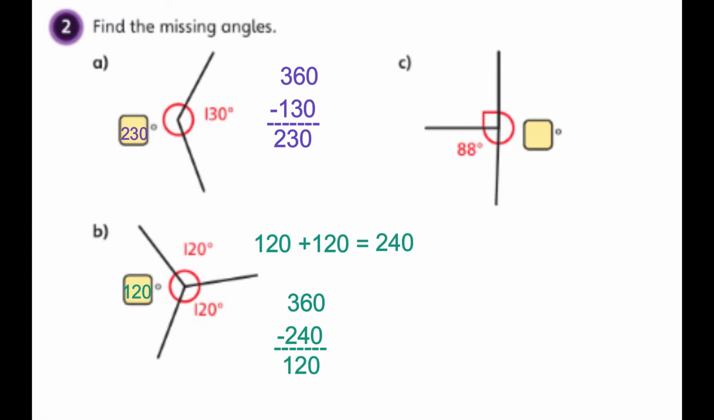Finally, C. This one, they've tried to trick us a little bit. At first when I looked at it, I said, why is the middle part shaped so funny? And then I realized that that top angle, they've put a little square in the corner. That's why we have that funny shape and it's not a perfect circle. Why did they put a little square there? What does that represent? A 90-degree turn. So that means that top angle is a right angle.